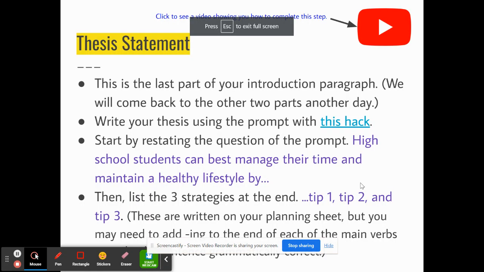I am going to show you how to write your thesis statement for your Unit 2 Writing Summative. This is the last part of your introduction paragraph. We will come back to the other two parts another day.